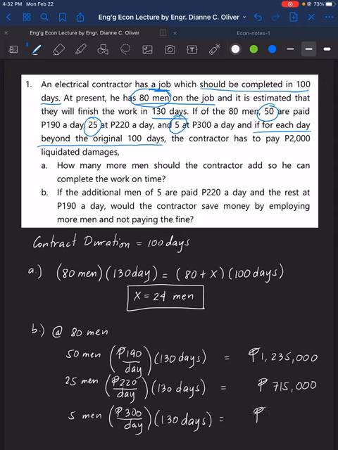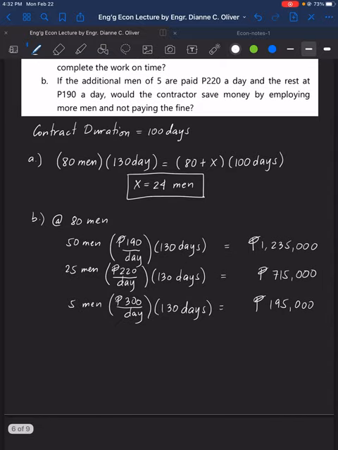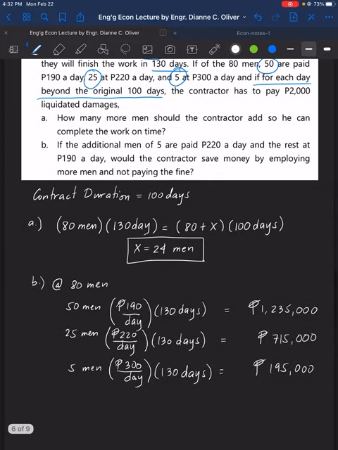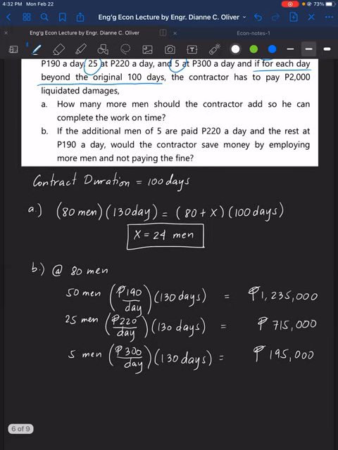How many peso is that? So 5 times 300 times 130, that is 195,000. So what is the total for this? But then let's not forget we have the penalty. So we cannot total it yet because there is a penalty.